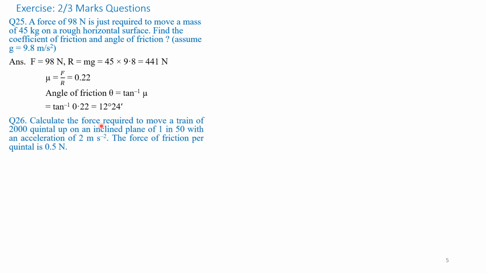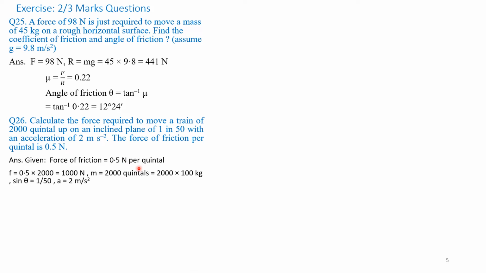Next question. Calculate the force required to move a train of 2000 quintals up an inclined plane of 1 in 50 with an acceleration of 2 meters per second square. The force of friction per quintal is 0.5 newtons. Let us solve it. Given force of friction, that is small f, is equal to 0.5 newtons per quintal. Therefore, total friction will be equal to 0.5 into 2000, that is 1000 newtons.